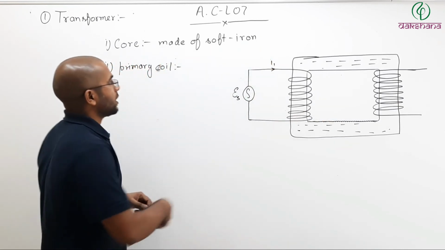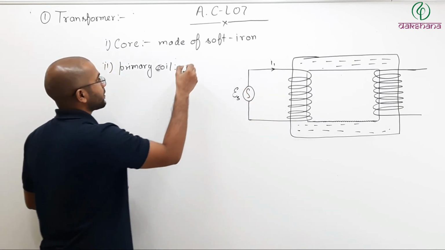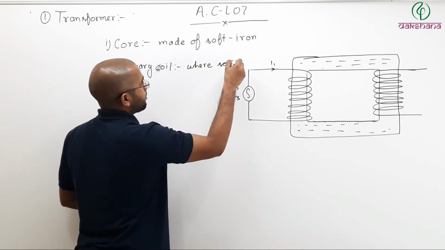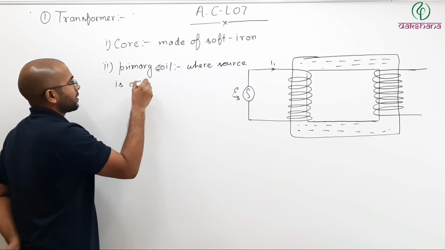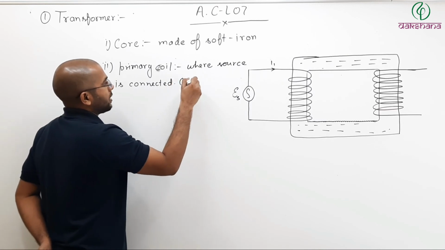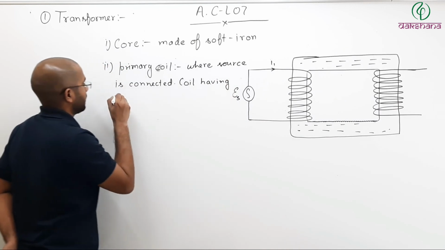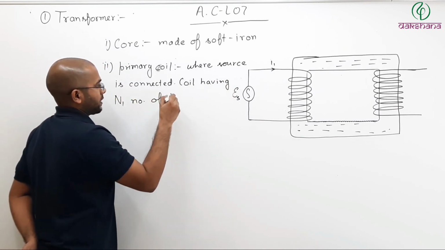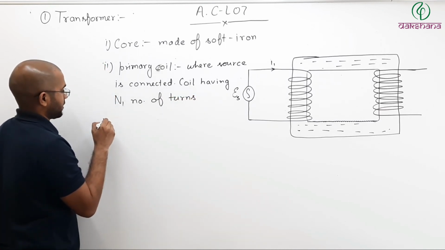So the primary coil is nothing but a wrapped loop around the core, where the source is connected, and the coil has N1 number of turns. So this coil has N1 number of turns.